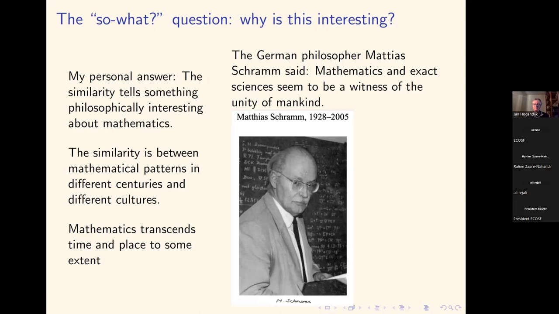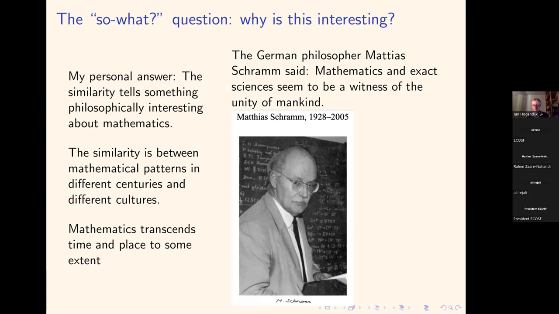There is a very interesting German philosopher, Matthias Schramm. He was a very good friend of Fuad Sezgin. Maybe those of you who know Islamic science know the name Fuad Sezgin. This was one of his closest friends. He was also a philosopher, and he said, mathematics and natural sciences seem to be a witness of the unity of mankind. I think this is also something very interesting and important. And you can think about whether or not you agree with this, and philosophers can probably say a lot more about this, but I'm not a philosopher, so I will leave it at this.